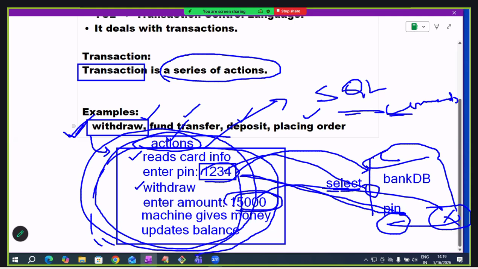You are entering the amount. It is checking whether sufficient funds are available or not. Internally, select command will be executed. If sufficient funds are available, the machine is giving money. Finally, updating the balance. For updating the balance, update command will be used.